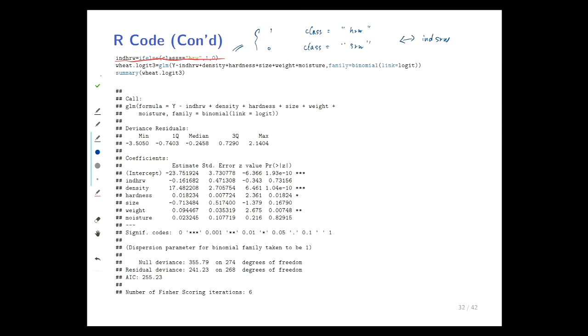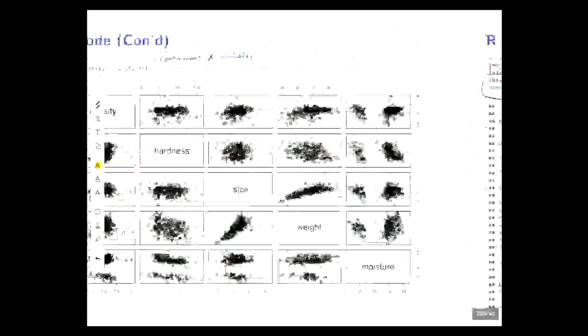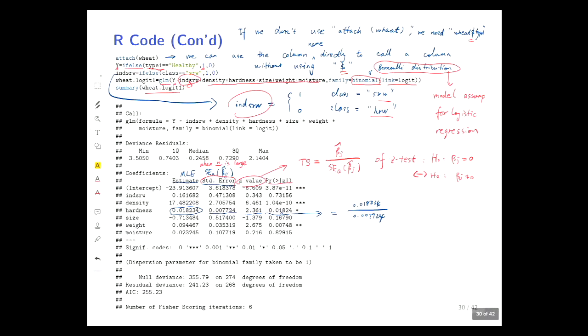If we just input this different indicator variable in our regression model, what will happen? This is our output. If you compare this INDHRW output with the previous case, INDSRW, you will see that most of the coefficients have exactly the same value. The only difference is that this coefficient, compared to the HRW case, is actually the negative of the coefficient of HRW.